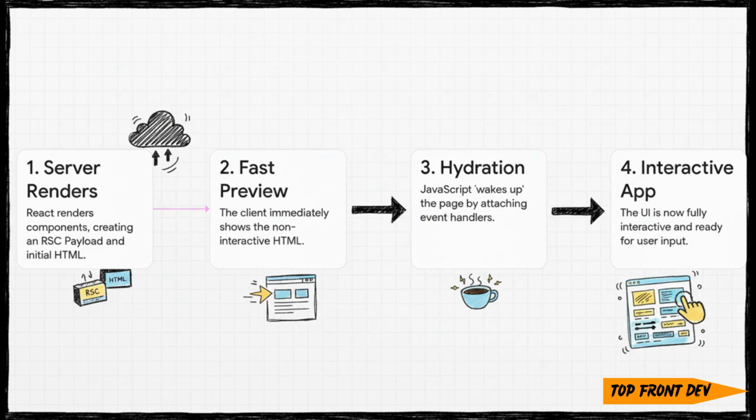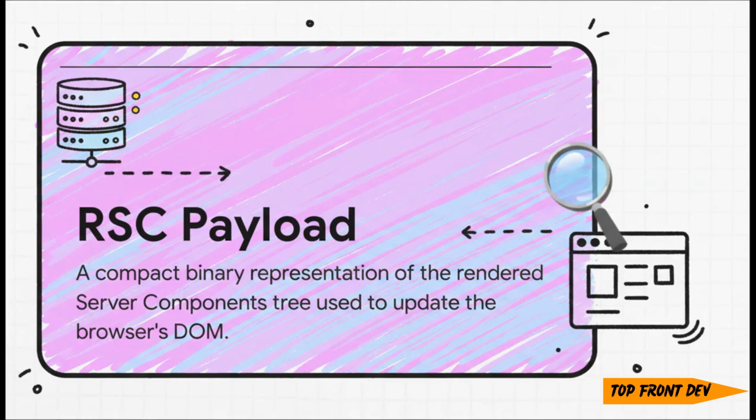Let's dig into a couple of those a little deeper. During that first step on the server, React creates this really clever thing called the React Server Component Payload, or RSC payload. Now, this isn't just plain old HTML. It's a super efficient, compact description of the UI. It includes the finished output of your server components, but it also has these little placeholders that tell the browser, hey, a client component is supposed to go right here.